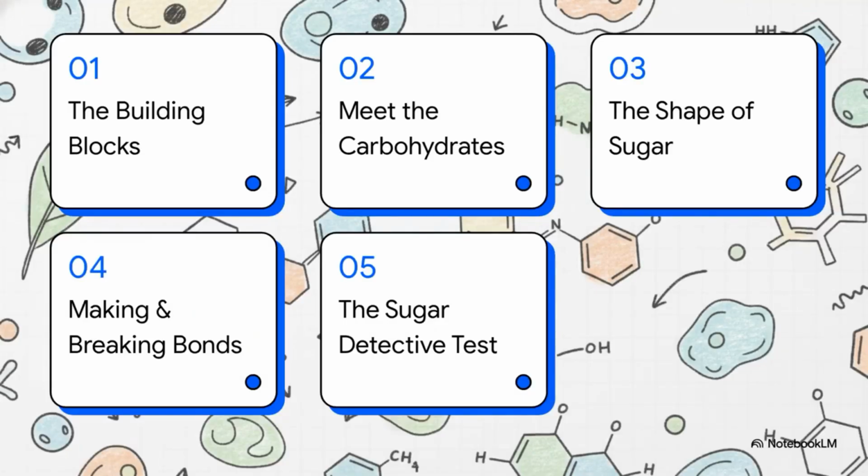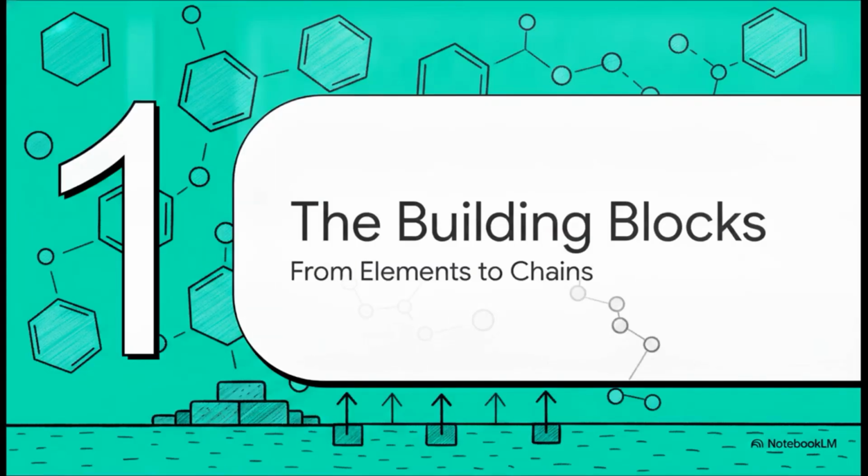So, here's our quick roadmap for the explainer. First, we'll look at the building blocks, then meet the carbohydrates, check out the shape of sugar, dive into making and breaking bonds, and finally wrap up with the sugar detective test. All right, let's jump right into section 1, the building blocks, going from elements to chains.